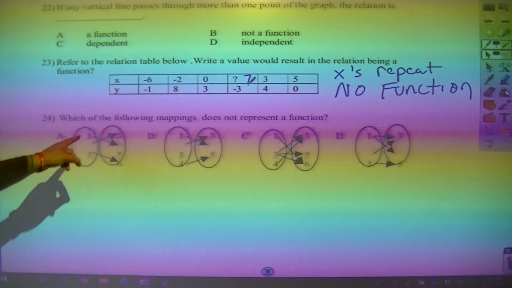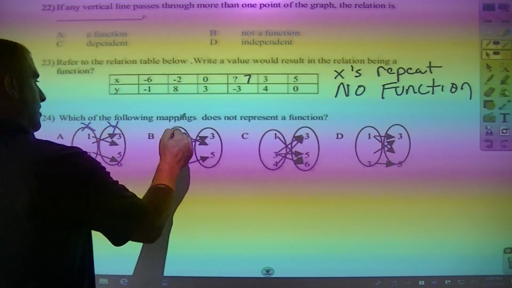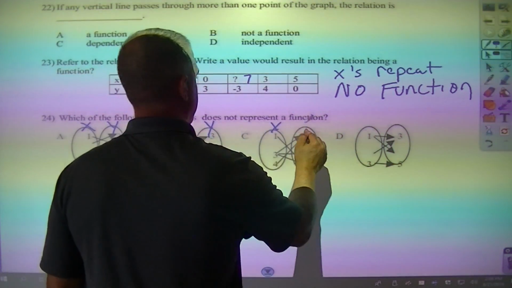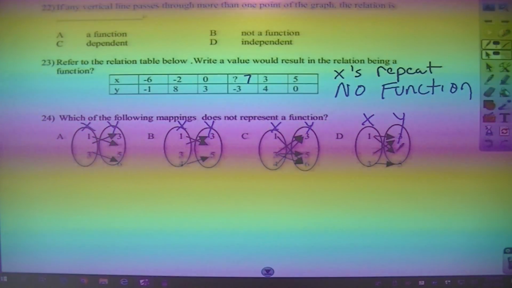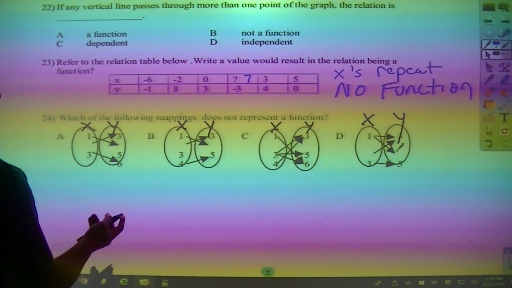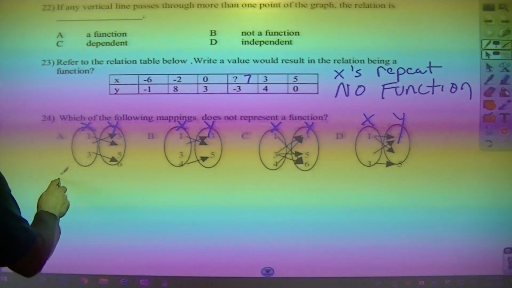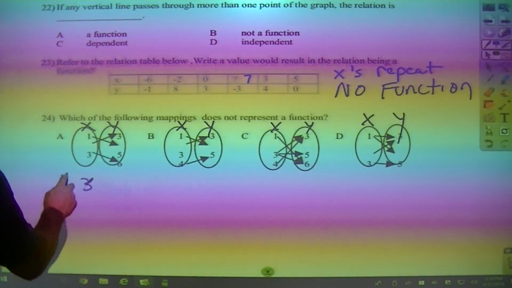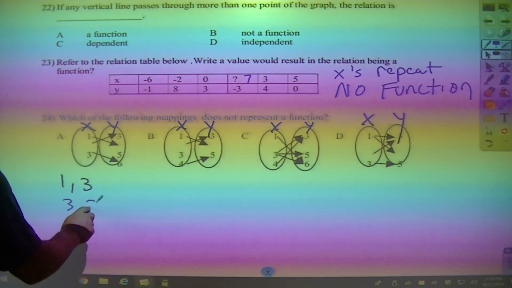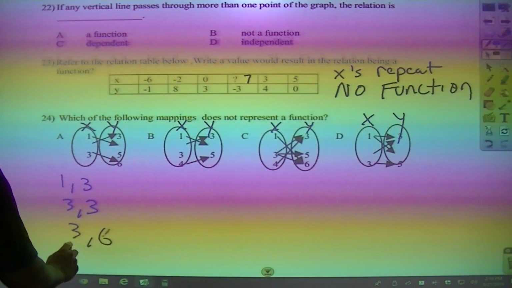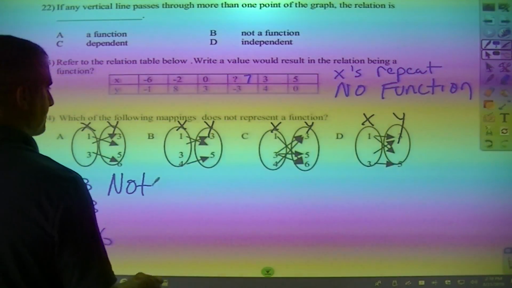Okay? So what we treat these mappings like, this would be x, this would be y, this would be x, this would be y, this would be x, this would be y, x and y. Now, some people find this easier to do, okay? What this means is 1's going to go to 3. 3's going to go to 3. And 3's going to go to 6. Well, as you can see, the x's repeat. So this is not a function, okay?